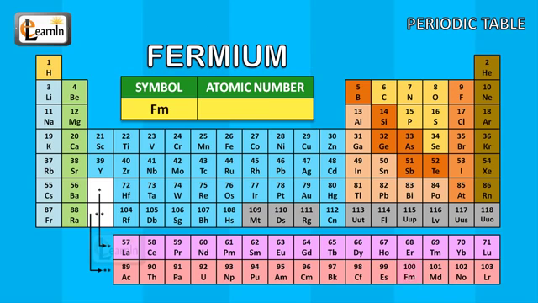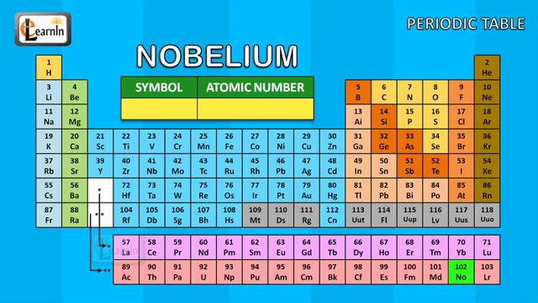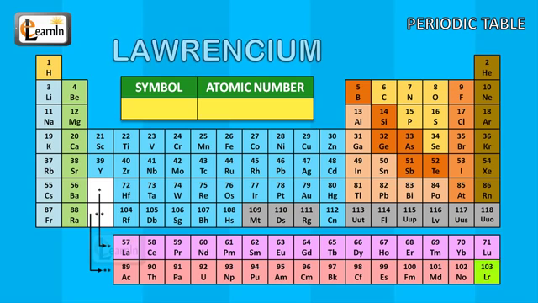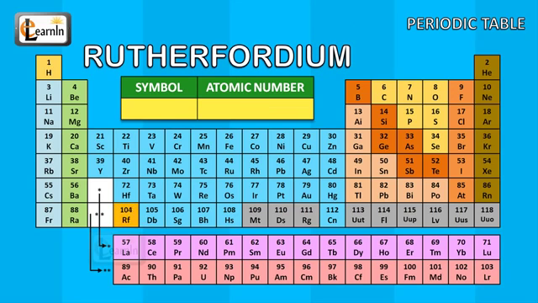The element fermium is represented as Fm and has an atomic number of 100. The element mendelevium is represented as Md and has an atomic number of 101. The element nobelium is represented as No and has an atomic number of 102. The element lawrencium is represented as Lr and has an atomic number of 103. The element rutherfordium is represented as Rf and has an atomic number of 104.